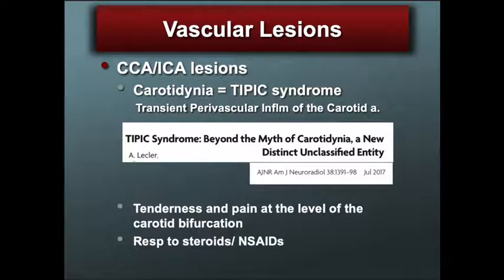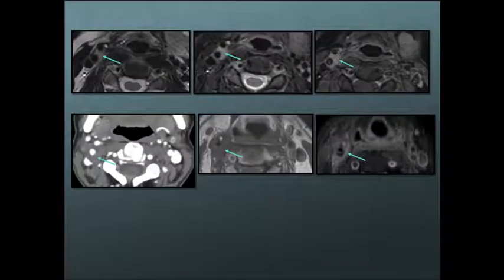The terminology has been recently discussed, and there is a new suggested term for it called TIPIC syndrome, transient perivascular inflammation of the carotid artery. Whether or not this is really a separate entity or something within that umbrella of inflammatory conditions of the neck, it's again a controversial issue, but you can definitely suggest this diagnosis if you have focal soft tissue thickening and enhancement at the level of the carotid bifurcation, either on MR or CT, without any underlying condition and with the appropriate presentation of the patient.